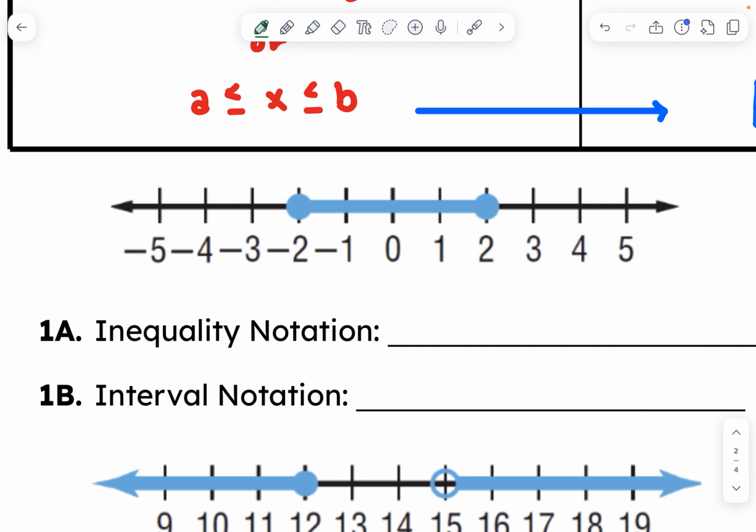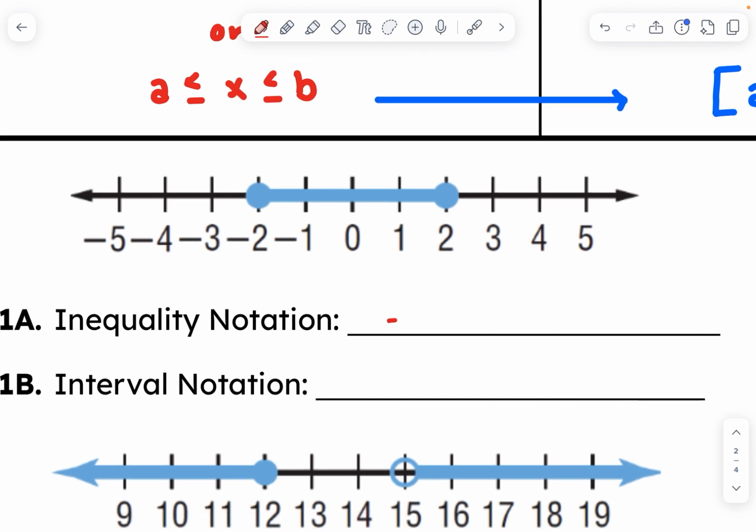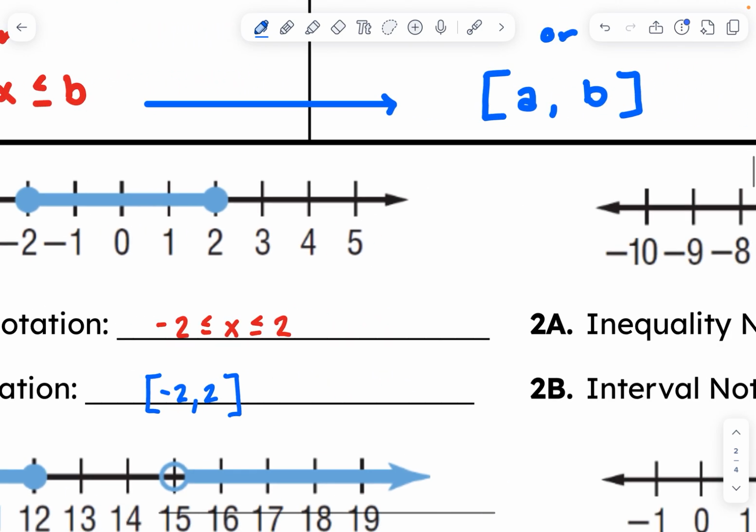If I were to write this out using inequality notation, I would say that -2 is less than or equal to x, which must be less than or equal to +2. If I were to turn this into interval notation, I would use a bracket on both sides because both sides have an equal sign, and then separate those two numbers with a comma.